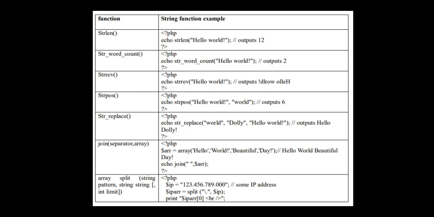Okay, string word count, so it counts the words, right? By using this str word count, you can see the output also. String reverse, to reverse the string hello world, the output is dlrow olleh, world and hello will be reversed. Okay, strpos, so here echo strpos hello world, the output is 6. Okay, it counts the position of world.